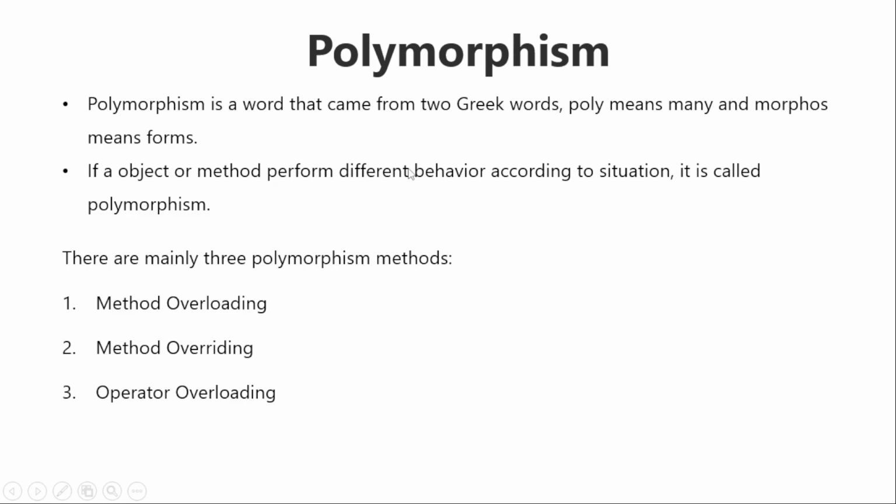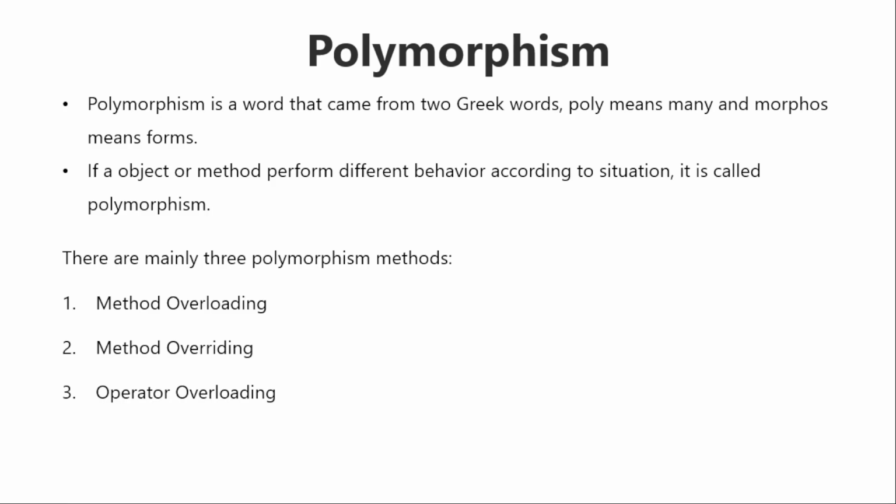Hello, today let us start with a new concept of object-oriented programming, which is known as polymorphism. Polymorphism is a word that came from two Greek words: poly means many and morphs means forms. So, many forms. If a method or a variable is performing multiple operations, then it is known as polymorphism. For example, if a single method can perform multiple operations, that is known as polymorphism. If an object or method performs different behavior according to the situation, it is called polymorphism. This is the exact description of polymorphism in object-oriented programming.